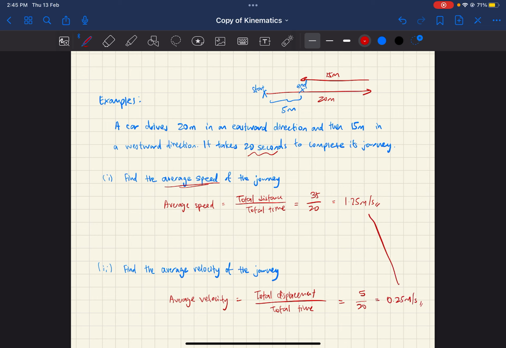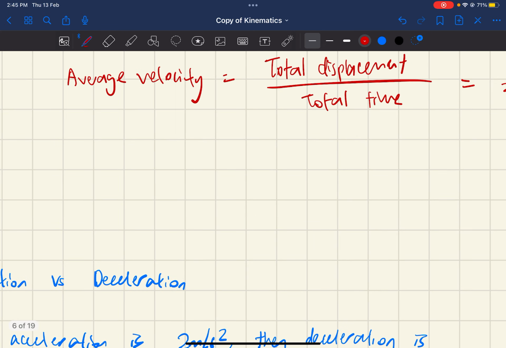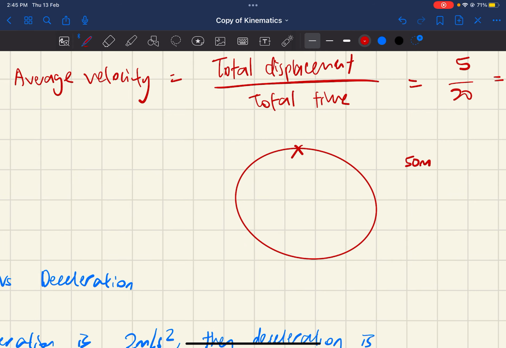As you can see, your velocity and your speed differ because the displacement and the total distance both differ as well. Let's say I have another example. I have a man who goes around this circle, and this circle has a length of maybe 50 meters.